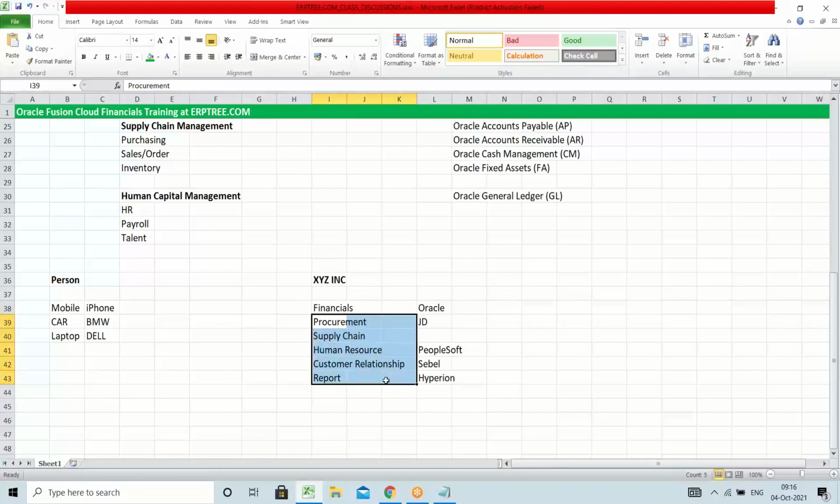Even Oracle, even they are not very rich as per their products. But this is what is happening now. What Oracle did is, anyway, Oracle owns the financials. They acquired JD Edwards, PeopleSoft, Siebel, Hyperion. They acquired many other best ERP solutions in the market.